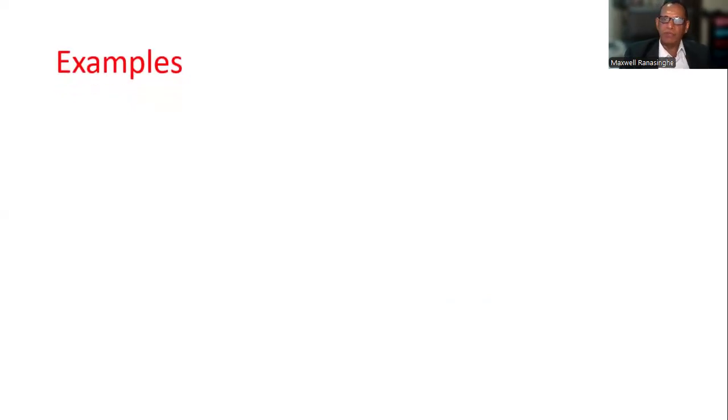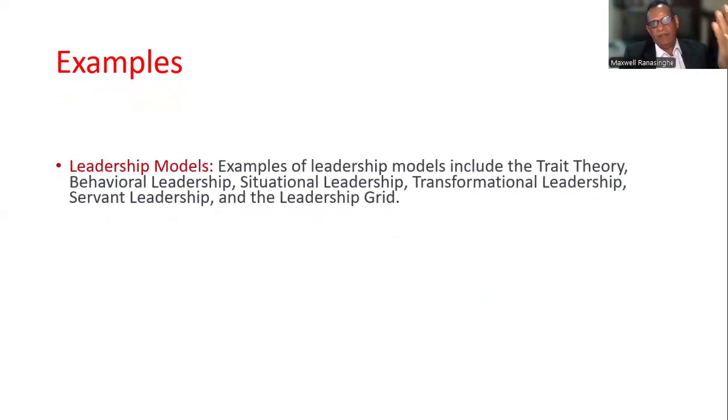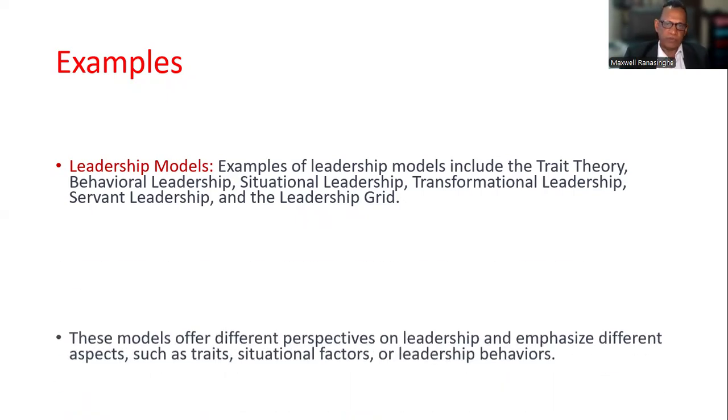Then I'll give you some examples of leadership models. There are many leadership models that I have described in my book, and you will find many texts give you different types of leadership models. But just to give you some examples, trait theory is the first theory that we talk about in leadership books and the evolution of leadership. Then we have the behavioral leadership models, situational leadership models, transformational leadership models, servant leadership, the leadership grid, and so on. There are so many leadership models that are described in books.